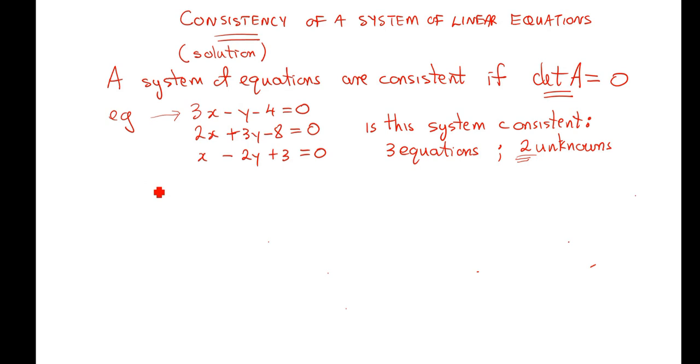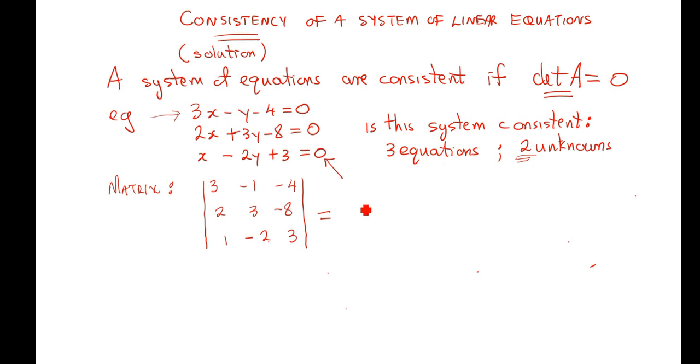And what is the determinant of A? Very straightforward. You simply ensure that the constant vector is 0 and then write down the corresponding matrix and find its determinant using the coefficients 3, minus 1, minus 4, 2, 3, minus 8, 1, minus 2, 3. Find that determinant, and in this case you can check that.